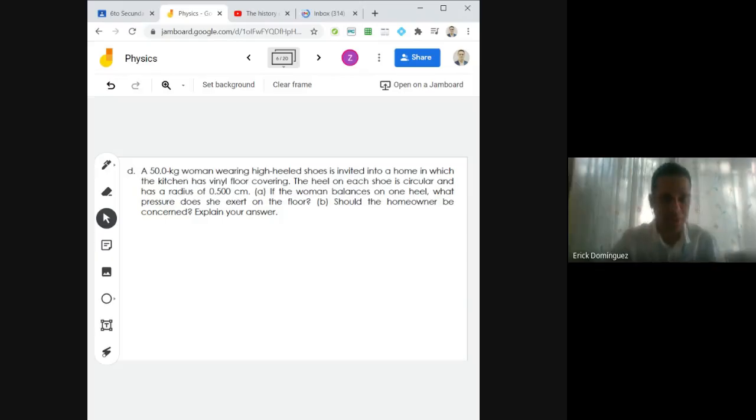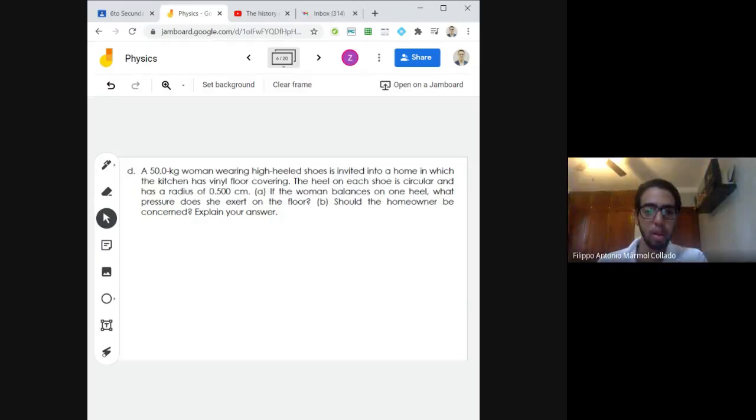Filippo, go ahead. A 50-kilogram woman wearing high-heeled shoes is invited into a home in which the kitchen has vinyl floor covering. The heel on each shoe is circular and has a radius of 0.500 centimeters. A. If the woman balances on the heel, what pressure does she exert on the floor? B.